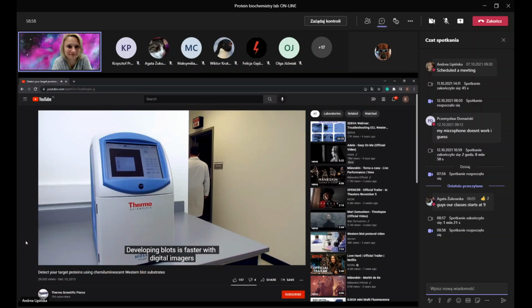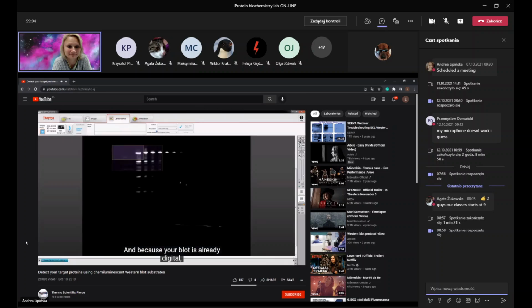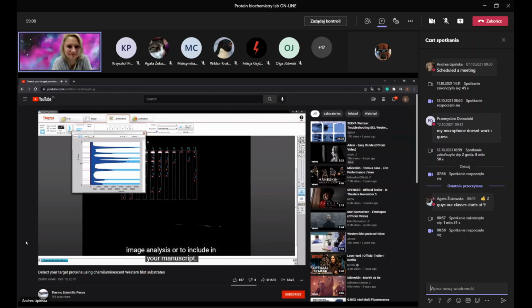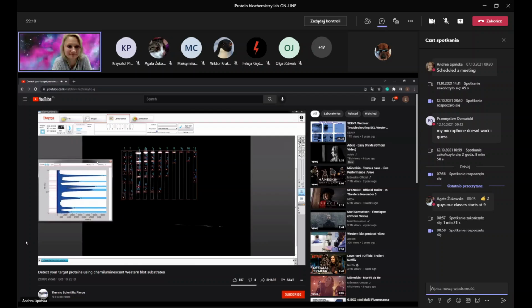Developing blots is faster with digital imagers than with film because you don't need to wait for up to 5 minutes for the film to develop. And because your blot is already digital, you don't have to scan the blot to perform image analysis or to include it in your manuscript.